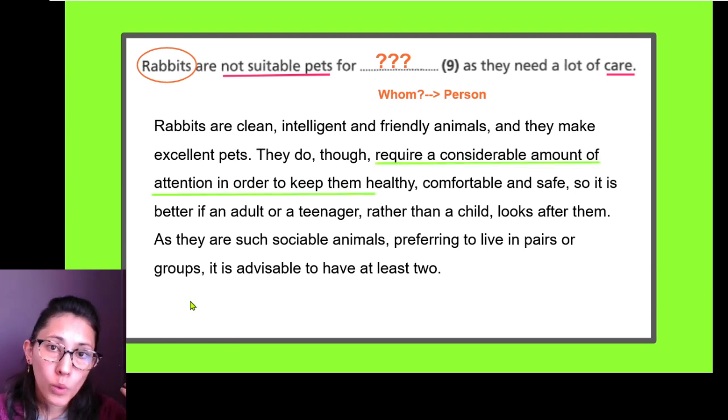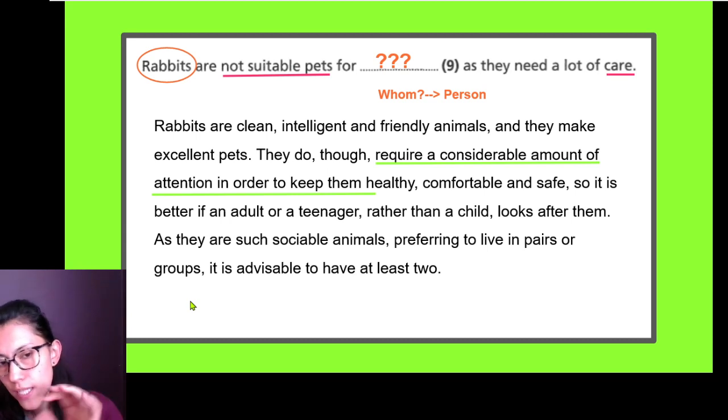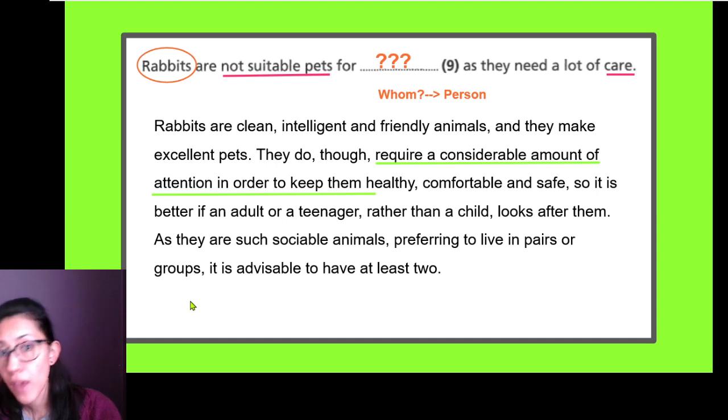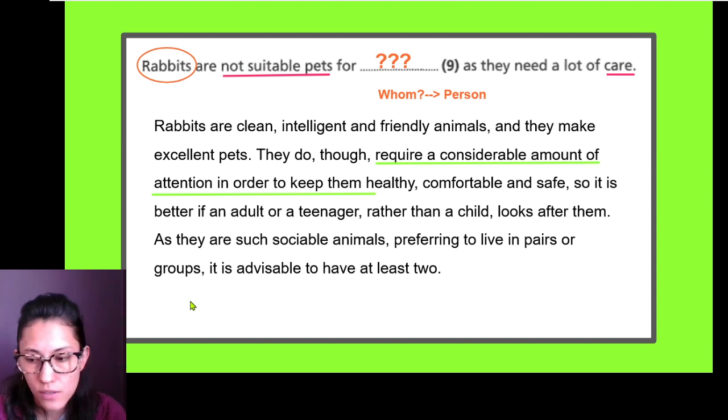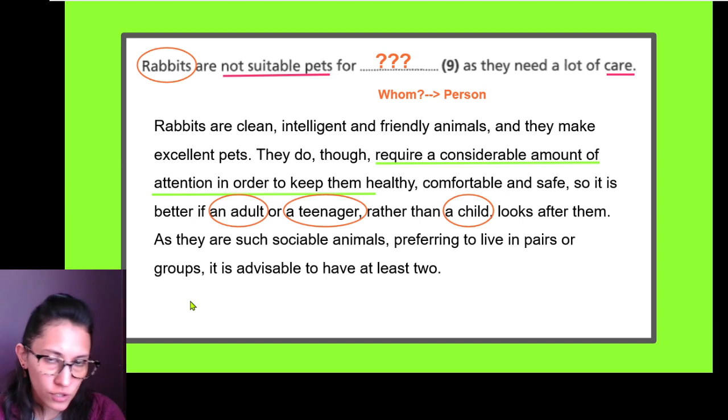So here we go. The cue. Where was it? It was here. When it says require a considerable amount of attention in order to keep them healthy, it's related to your keywords, a lot of care, so it's about to speak about that. Then, if you notice that you need a person, here you have 3 types of people: the adults, the teenagers, and the children.